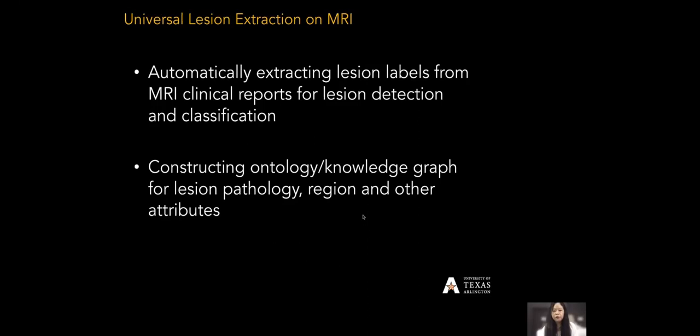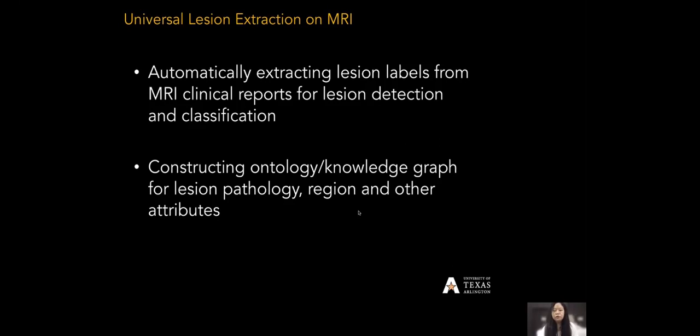So far, the first part we're showing is just a small dataset focusing on lymph node detection. In our current work, we are also trying to perform a similar task to construct a universal lesion extraction on the MRI dataset. Our work will similarly automatically extract the lesion labels from the MRI clinic reports, and we will also construct the ontology or knowledge graph for lesion pathology, region, and attributes.